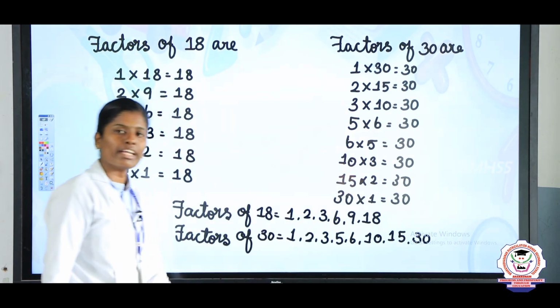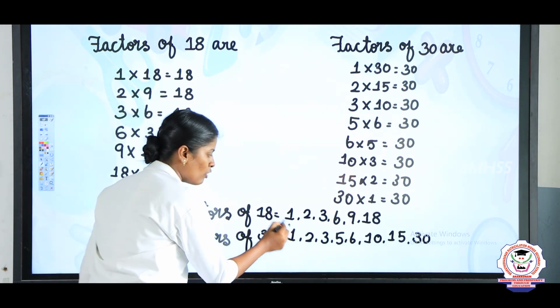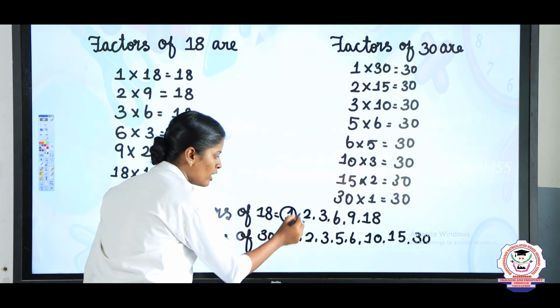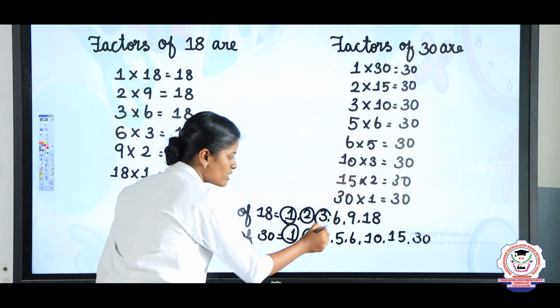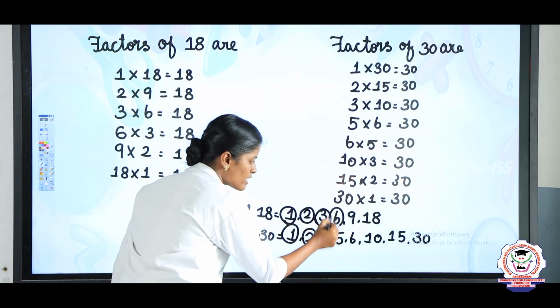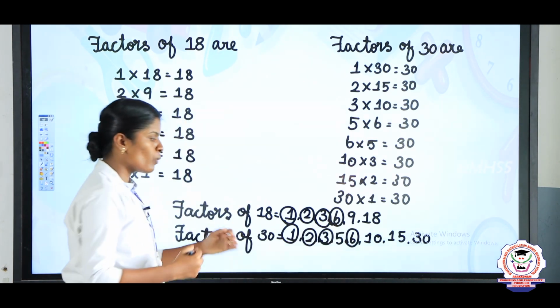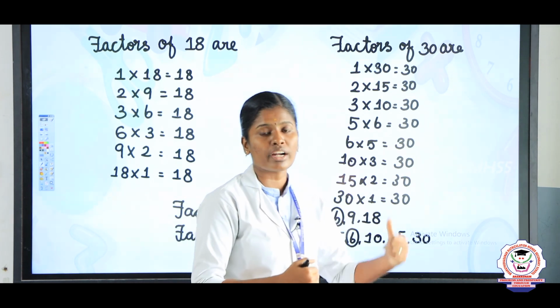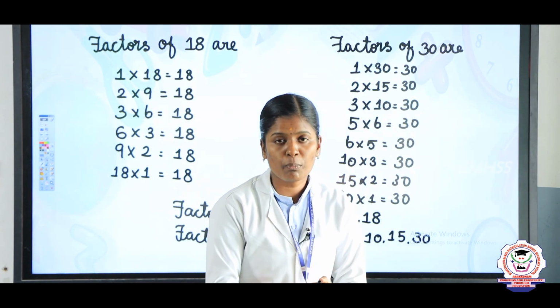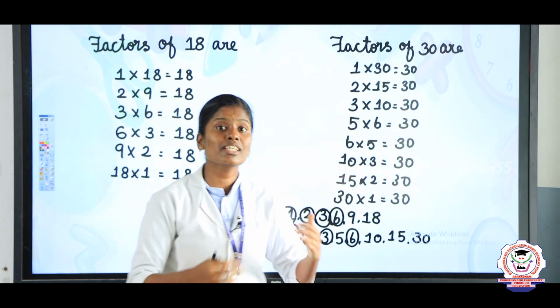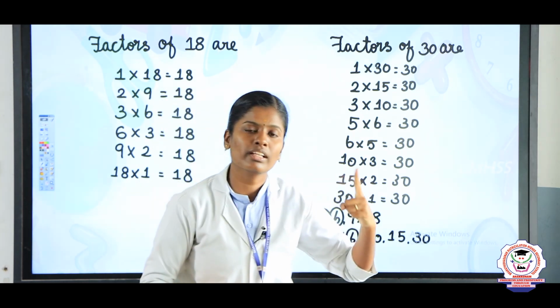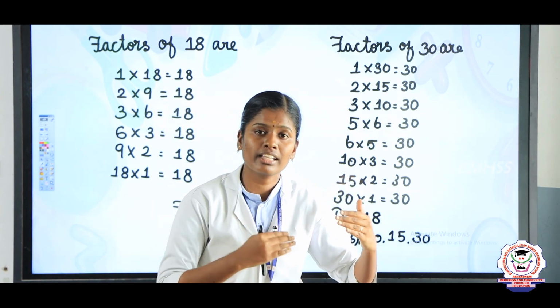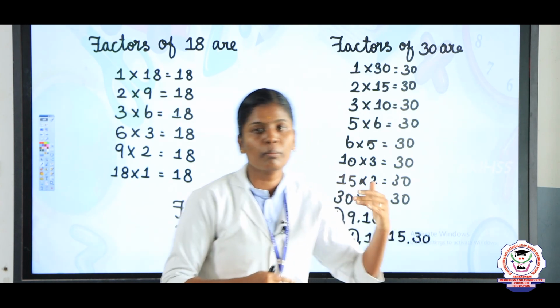Now we are going to find the common factors. Here we have more common factors. 1 is there, 2 is there, 3 is there and 6 is there. So we have 1, 2, 3 and 6. So this pair is not co-prime. Co-prime means the only common factor is 1. Pairs with common factors other than 1 are not co-primes.